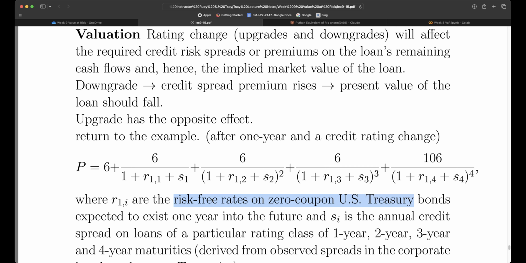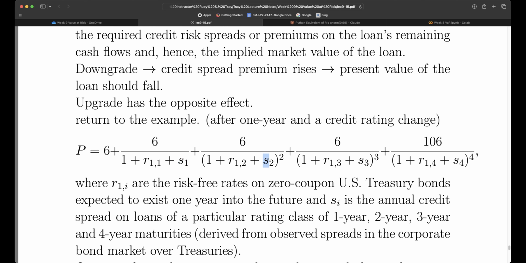So it is the 1 year US Treasury bond rate, and then the 2 year Treasury bond rate, something like that. And this S1, S2 part is important. This is called the credit premium. We add some number, a spread, to the risk-free rate, and discount the cash flow more heavily. If the credit quality is low, these S values will be higher, of course.